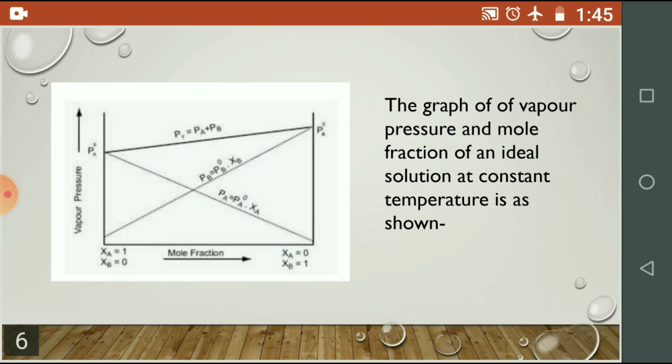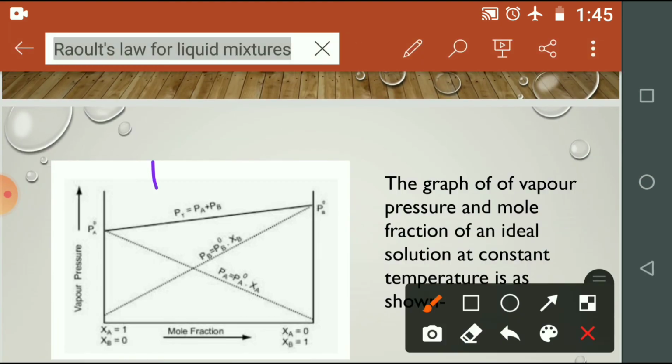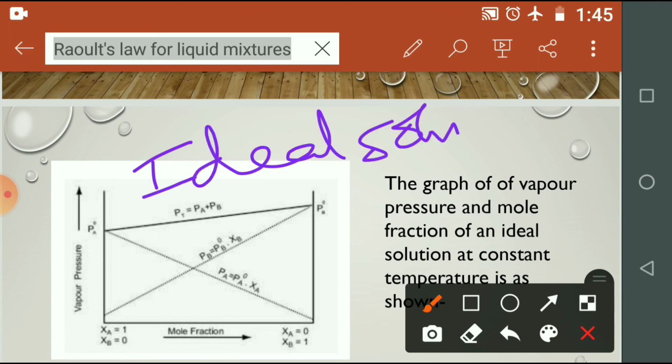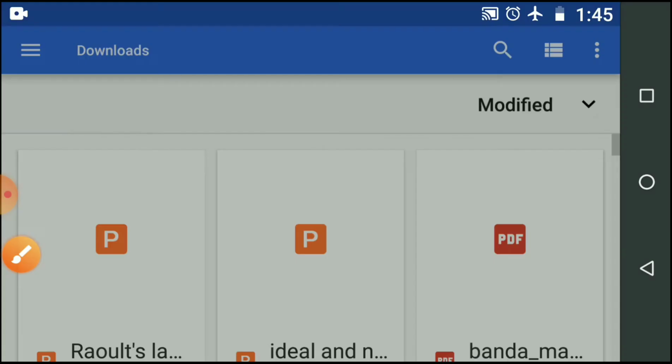They can ask you to draw the graph for the solution containing A and B, and here we are going to consider the ideal condition. So this is the graph for ideal solution.